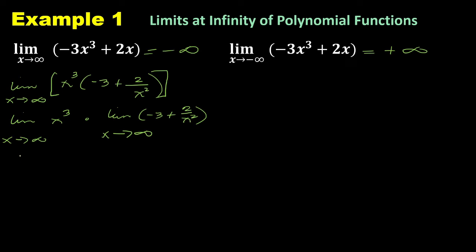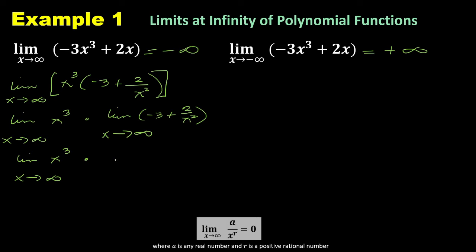So what we have here would be the limit of x cubed as x approaches infinity times, remember that the limit of a over x raised to r as x approaches infinity is equal to 0. Here, 2 over x squared would have the limit of 0 as x approaches infinity. Therefore, we would have the limit of negative 3 as x approaches infinity. If we substitute infinity to our x here, we would have a very large number times negative 3. The limit of a constant is itself. Therefore, the answer here is negative infinity.